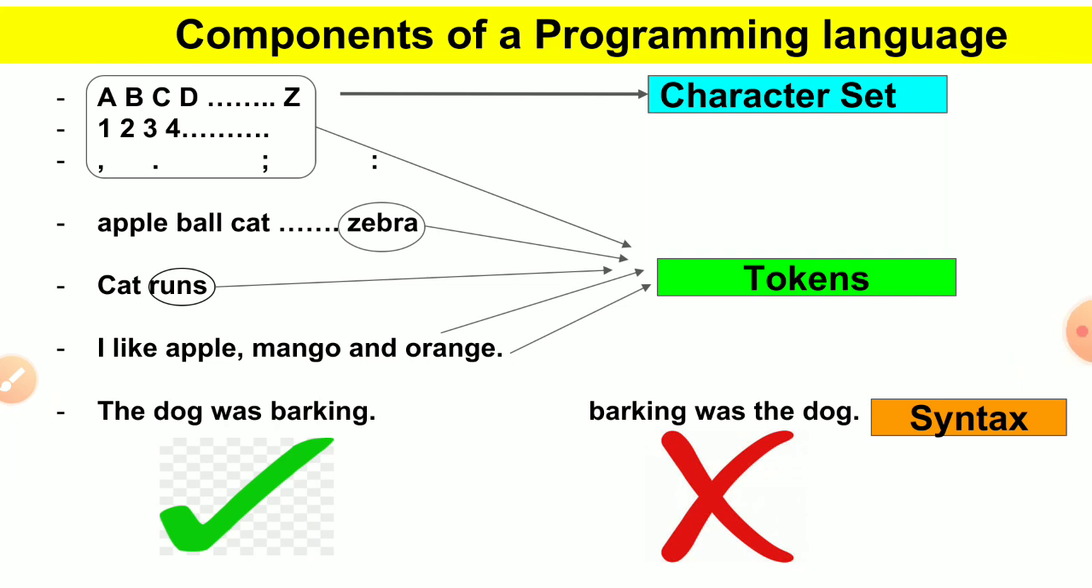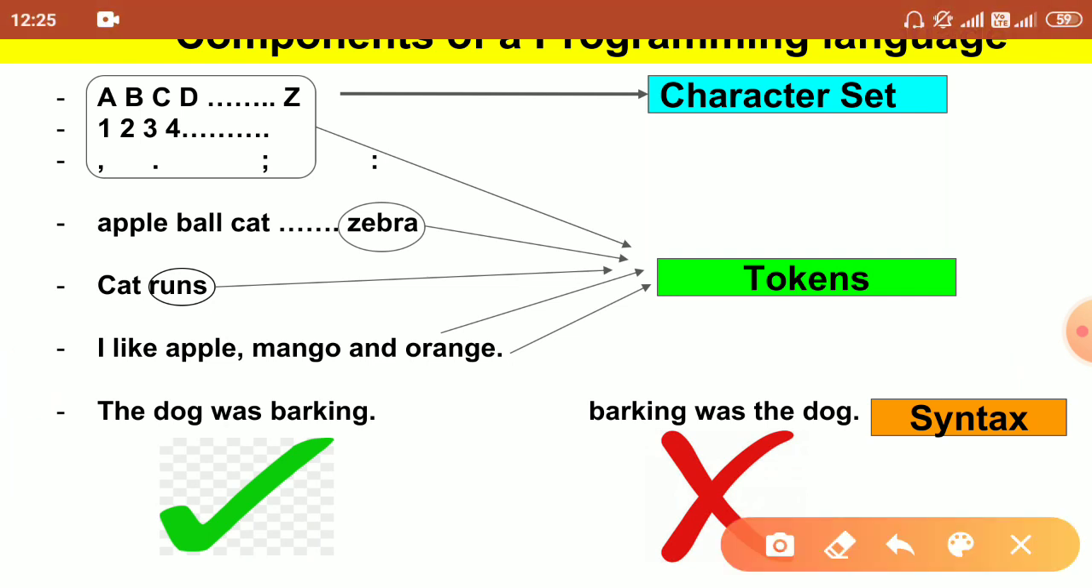Last time we were discussing character set, tokens and syntax. We saw that we can form tokens with the help of character set, and we can combine different tokens with the help of syntax. Just like from alphabets you can form words, and from words you can form sentences. Same thing goes for Java. Instead of alphabets you will have the character set, instead of words you will have tokens, and instead of grammar you will have syntax.